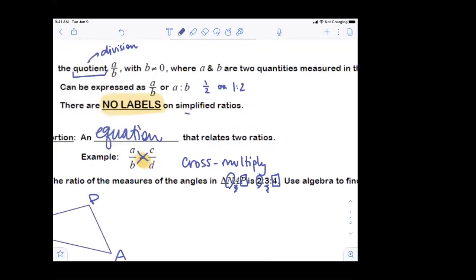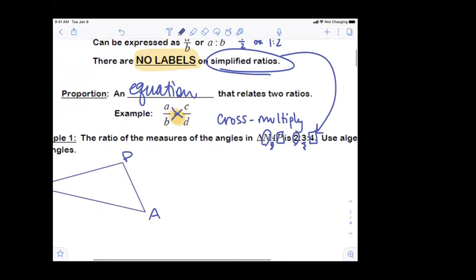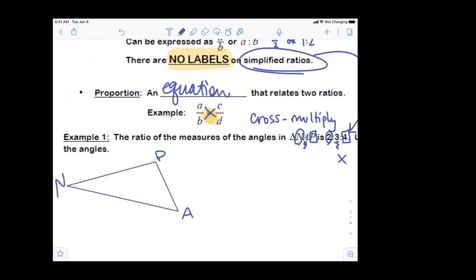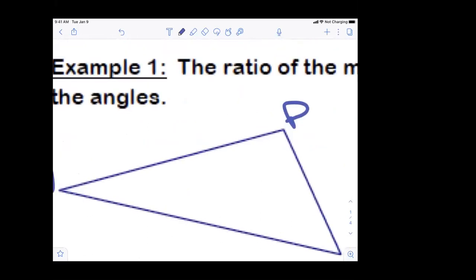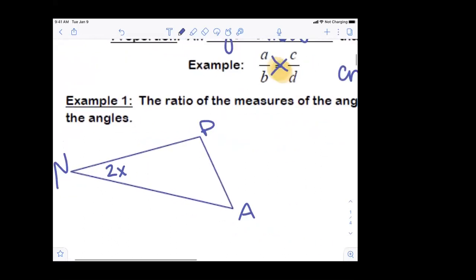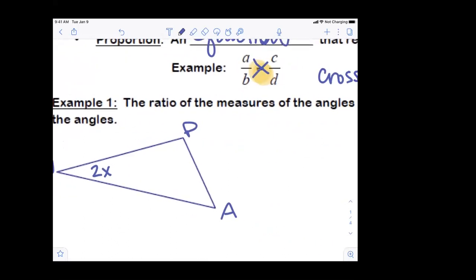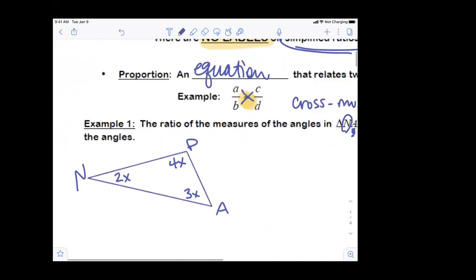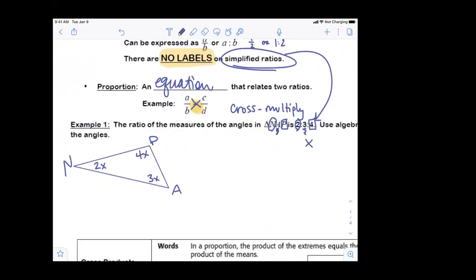But we talked about simplified ratios before. So 2 to 3 to 4 is simplified. We took out the greatest common factor, and we're going to treat the greatest common factor as X here because we don't know what it is. So for N, it goes with the 2. I'm going to write 2x for N because I don't know what I'm multiplying by 2 and by 3 and by 4, but it's the same number each time. So for A, I'm going to write 3x. And for P, I'm going to write 4x. 2 goes with N, 3 goes with A, 4 goes with P, and it's the same number being multiplied by all of them. We just don't know what that is yet.